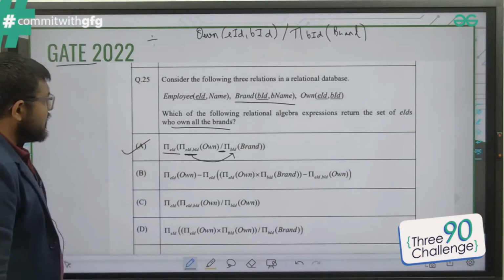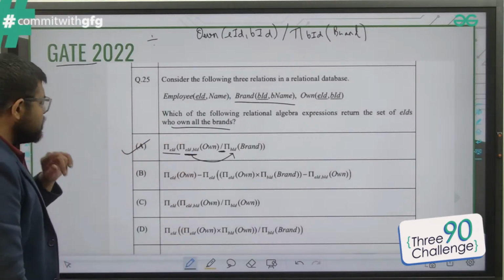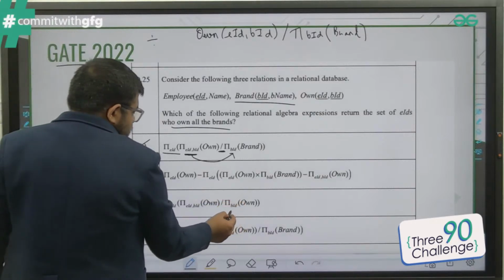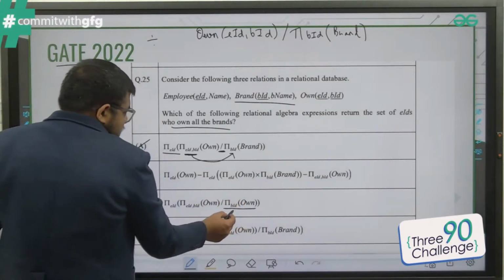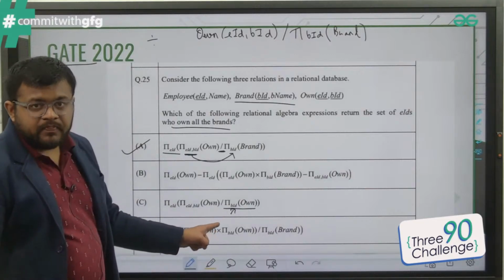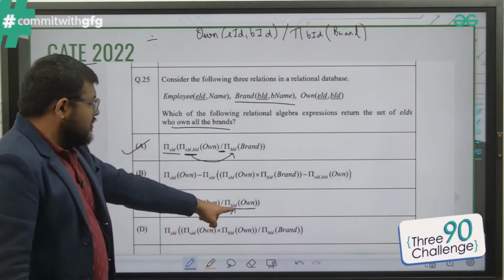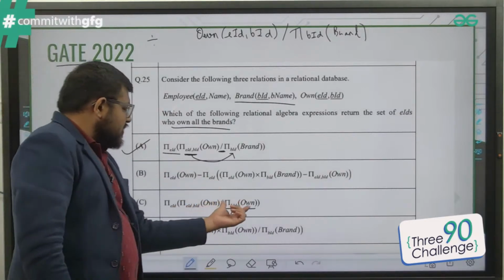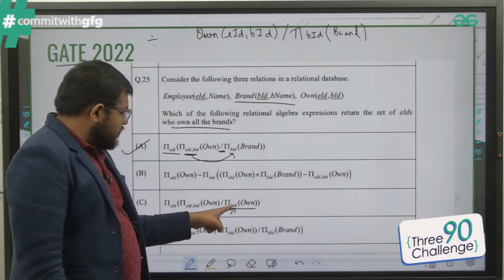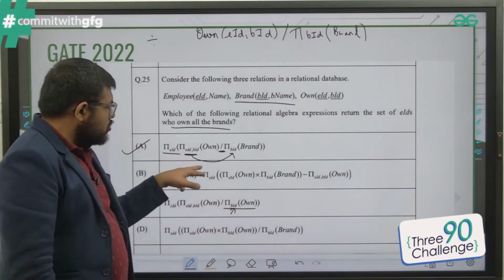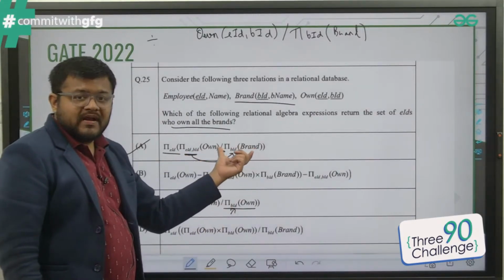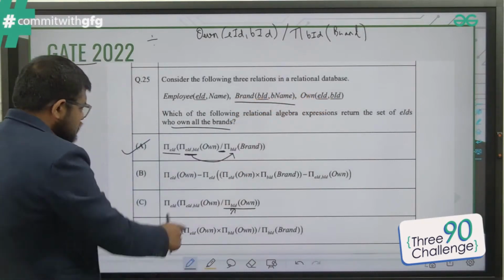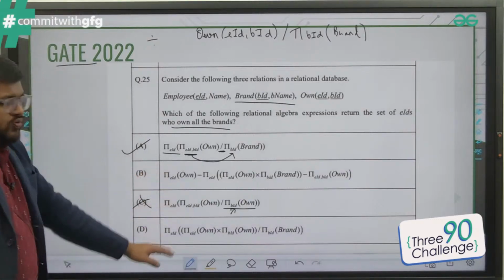But this was a multiple select answer type, so another can also be true. Now please remember, this one is not true, because when you say pi brand ID of own, it might not have all the brand ID information, because there might be a brand that is not owned by any of the employees in the given data set. So that brand would not be present here. When you want the employee IDs of employees who own all the brands, you need to take all the brand IDs from the brand table, not the own table. So this condition is false. Now there are two conditions remaining.